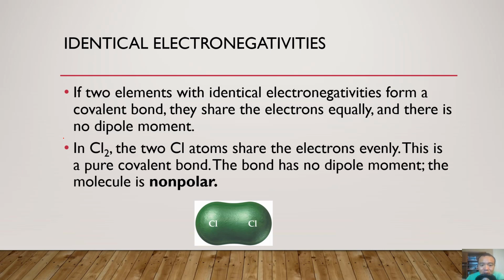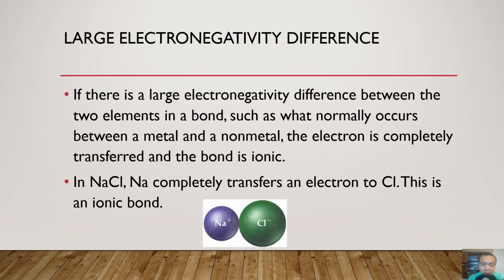What if two atoms have exactly the same electronegativity? For example, in chlorine, which is a diatomic element, it forms a single bond between the two chlorine atoms. The electrons, that's the two electrons that are used to form this single bond, is equally shared between these two chlorine atoms because they are exactly the same. In this case, we call this bond pure covalent bond. And because the electrons are equally shared, there is no dipole moment, and this molecule is said to be nonpolar.